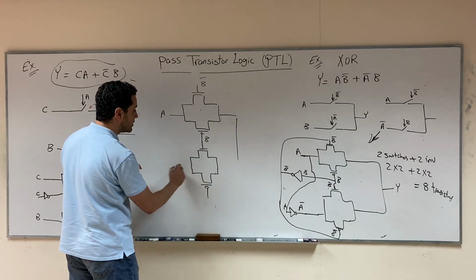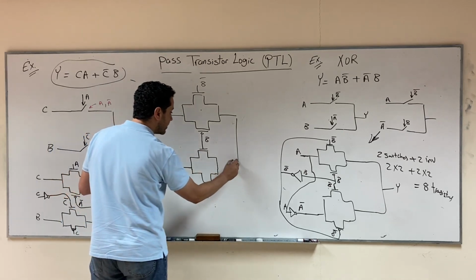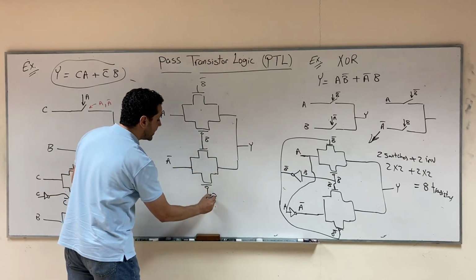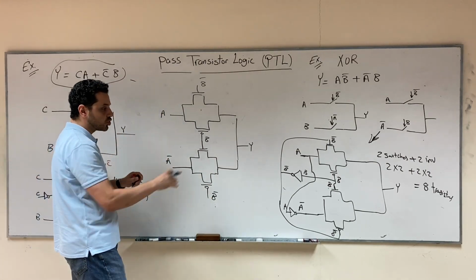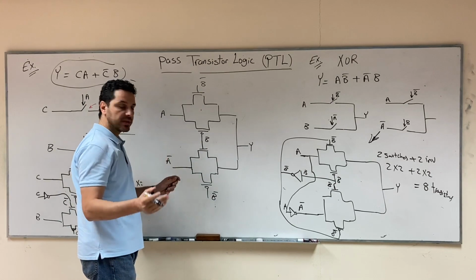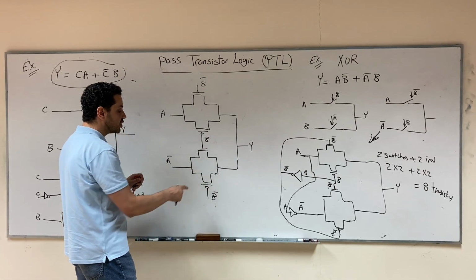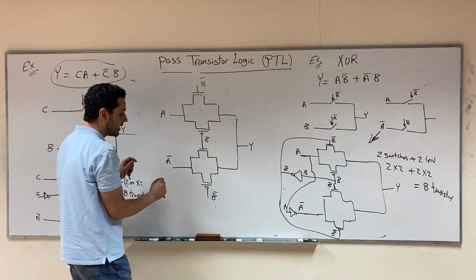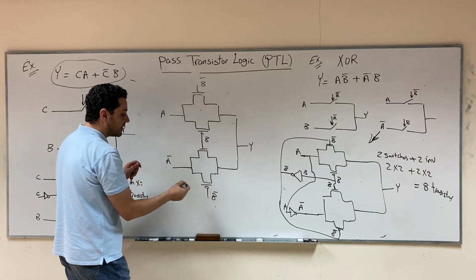With A bar here and B bar here, and that's it. You don't have to show the inverters. You don't have to plot the transistors of the inverters. You don't have to make even the long connections. You don't have to make them, but you have to count the inverters. Take the inverters into account.